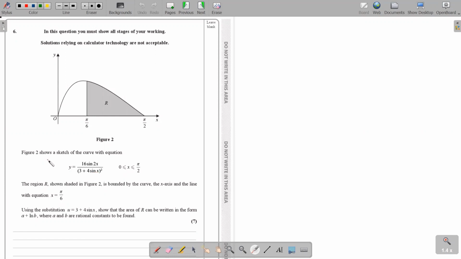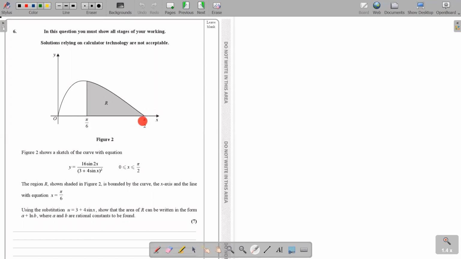So they say figure 2 shows a sketch of the curve with the equation y equals 16 sine 2x over (3 plus 4 sine x) squared, where x values are between 0 and pi over 2. The region R shown shaded in figure 2 is bounded by the curve, the x-axis, and the line with the equation x equals pi over 6. Can you see? It's bounded by the curve, the x-axis, and the line x equals pi over 6, and it's ending at pi over 2.